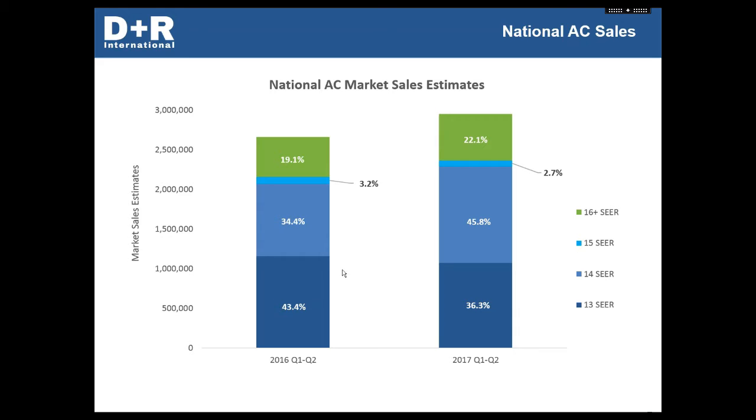Other notes here, most of the movement was in fact only in that 13 to 14 category. So otherwise you can see about the same proportion of 16 plus premium efficiency equipment was sold in both years, though obviously total volume of that 16 plus was quite a bit larger just because of the increase in the market size.